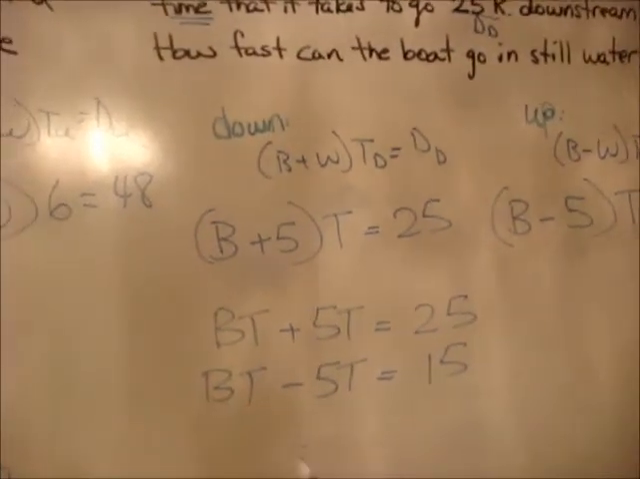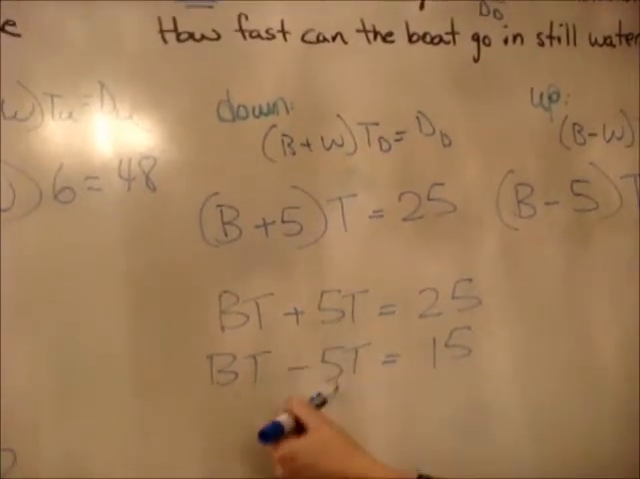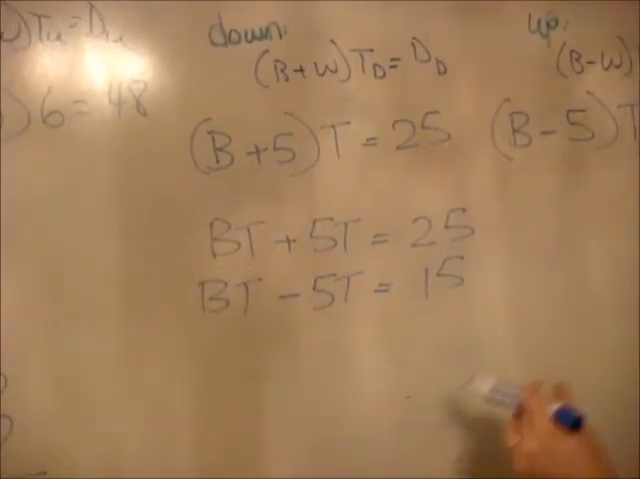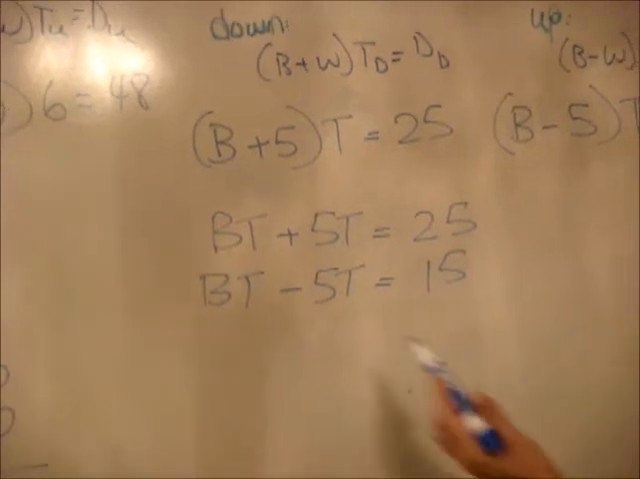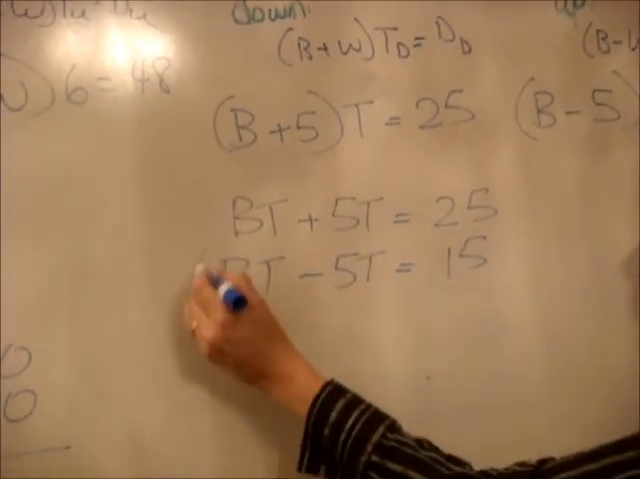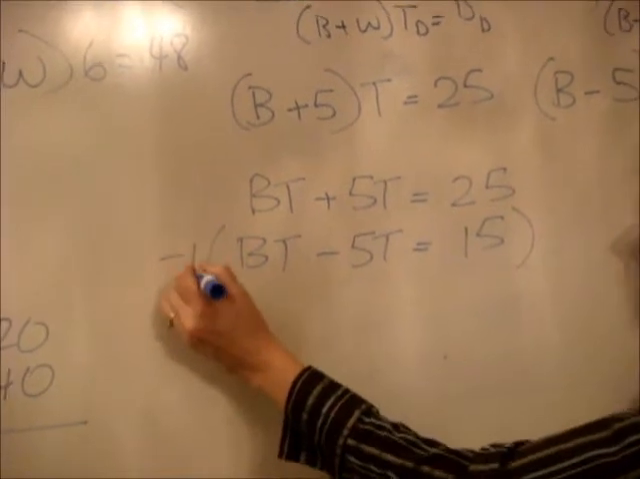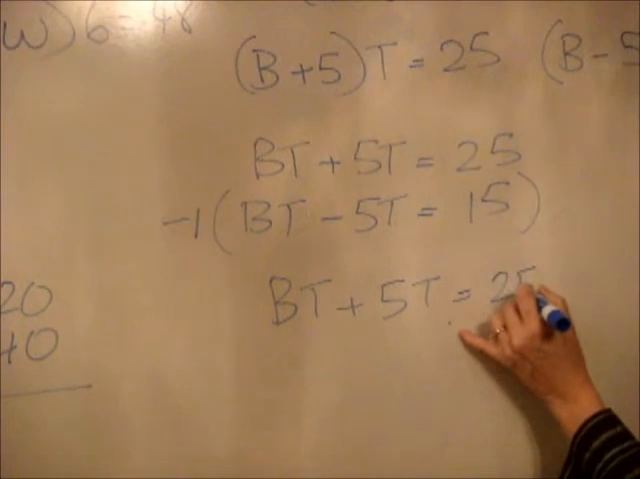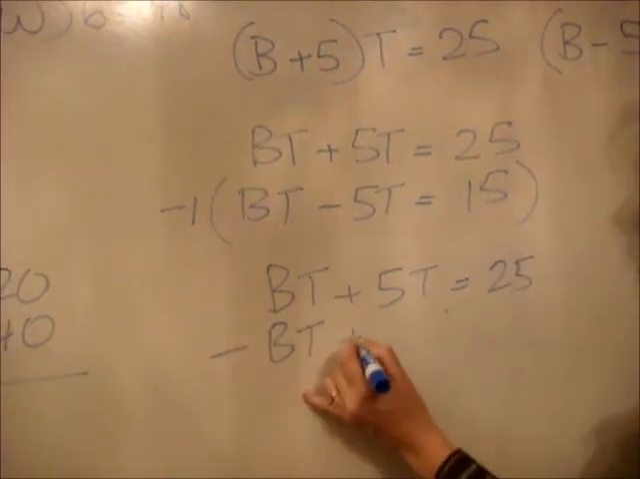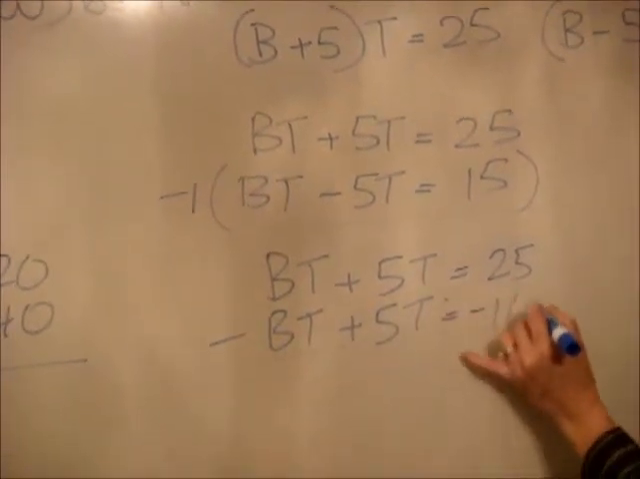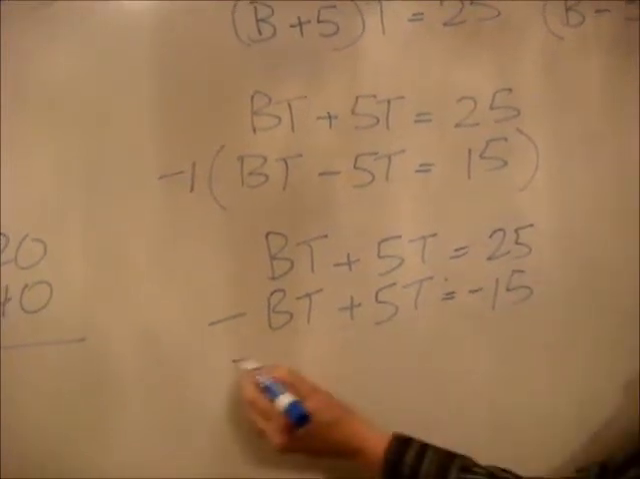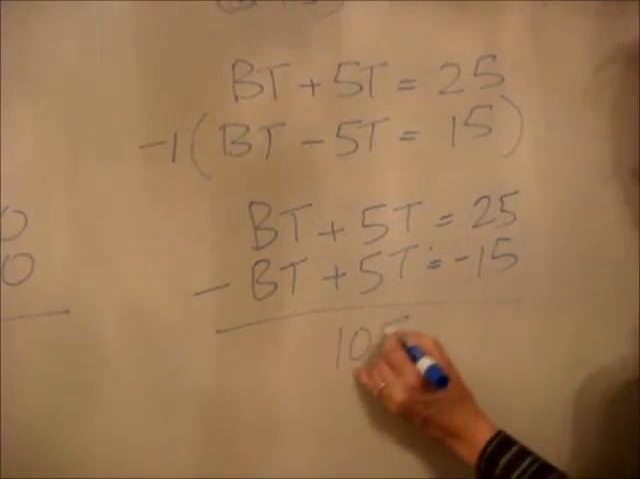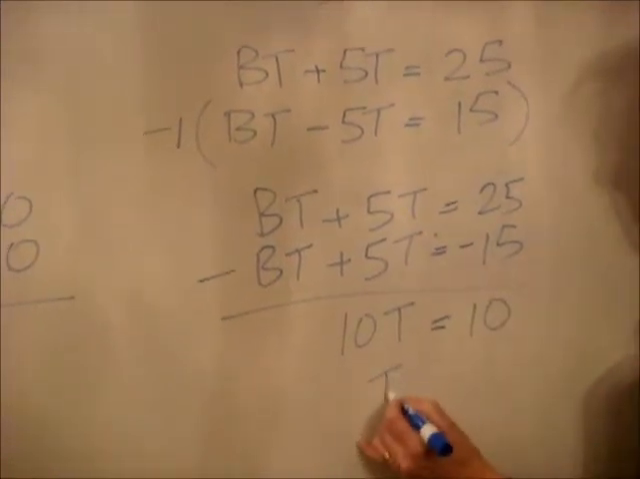Now here's the tricky part. We have these 5T and minus 5T, and it would be simple just to think we could eliminate them and just get 2 BTs, but what are we going to do with the BT? So we want to eliminate the BTs by multiplying the second equation by minus 1. So we'll get BT plus 5T equals 25, and minus BT plus 5T equals minus 15. Solve. We're going to eliminate the BTs, and we get 10T equals 10.